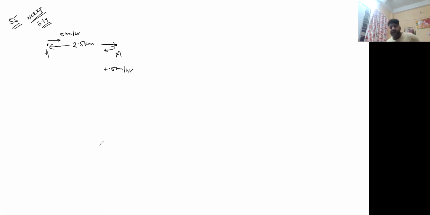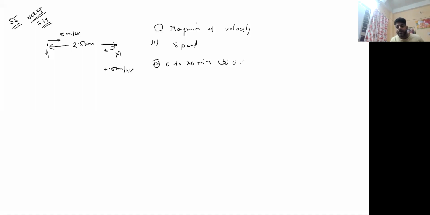Okay, so find two things. One is magnitude of velocity. Number two, speed. Number one, for the interval 0 to 30 minute के लिए. Number two, 0 to 50 minute के लिए. Number three, 0 to 40 minute के लिए. Okay, everyone, you understand the question?